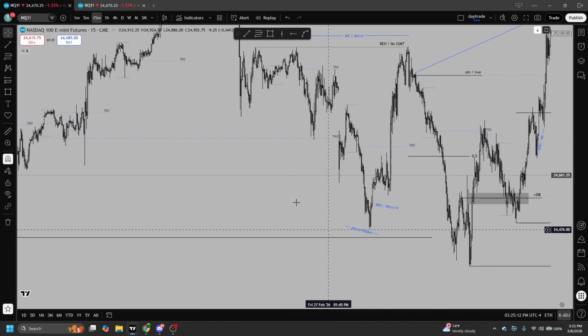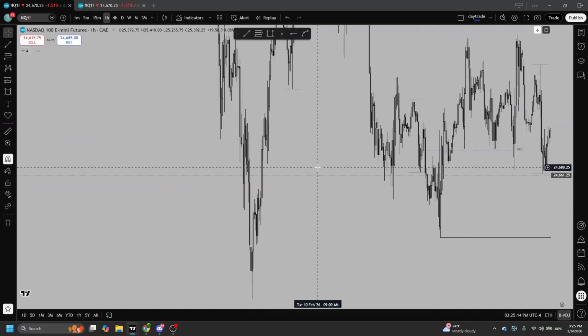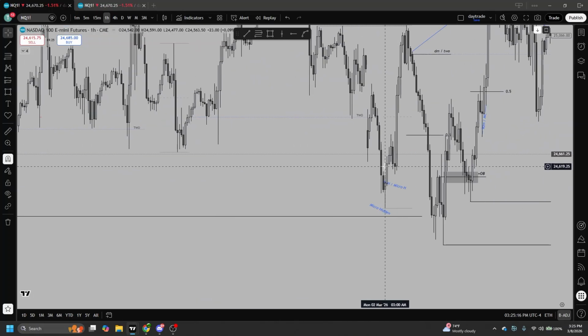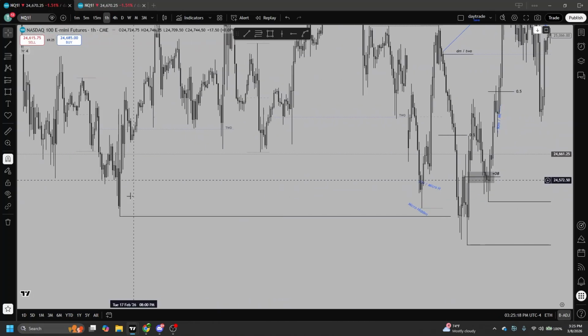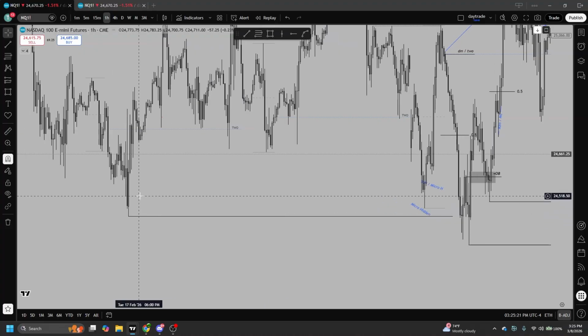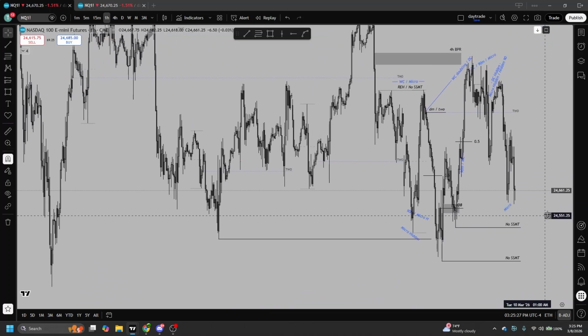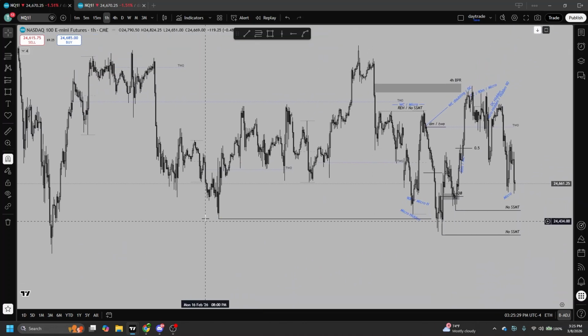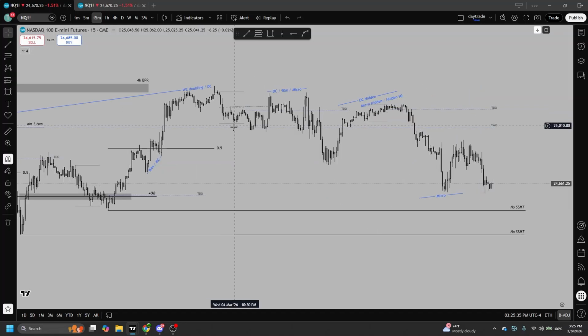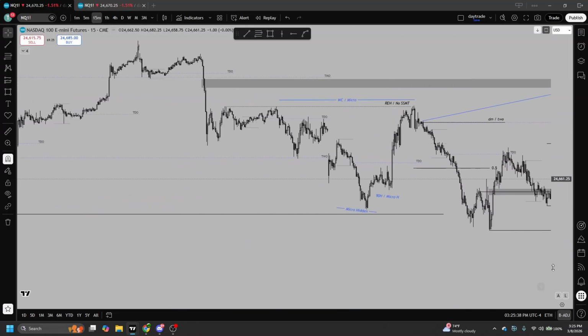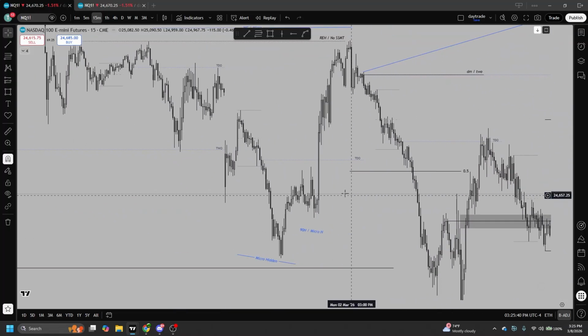Anyways, going into the day, what happens is during London, we come down and we engineer liquidity below this, right above this internal structure low. It's not time based, it's just the low of 2 weeks ago, so the low of Tuesday the 17th. And then we start distributing higher. Now, going into New York, what do we do?